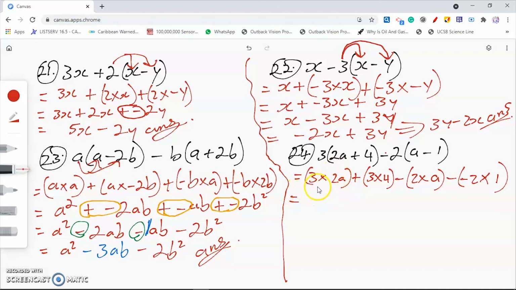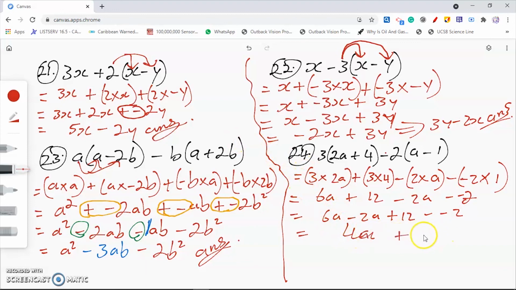So let's simplify. 3 times 2a is 6a, plus 12, minus 2a, minus negative 2. Then we get 6a minus 2a, we're grouping our like terms now, plus 12, minus negative 2. And minus negative 2 is the same as plus 2. So we get 6a minus 2a is 4a, 4a plus 12 plus 2, and that's 14. So we get 4a plus 14 as our answer.